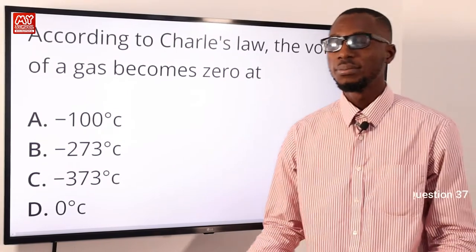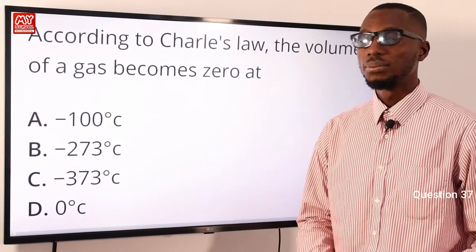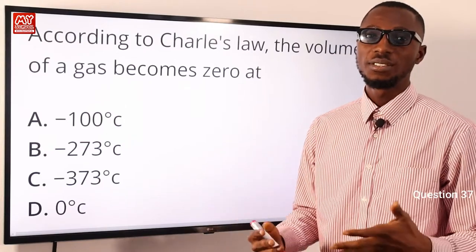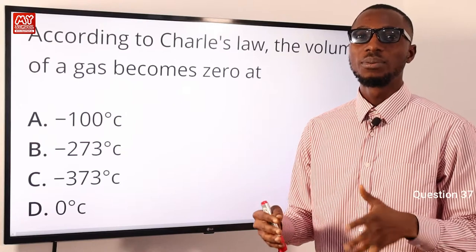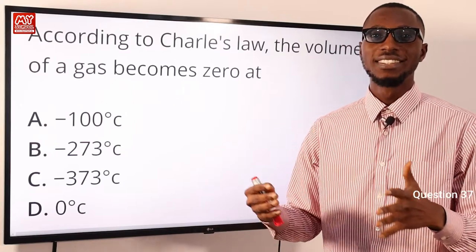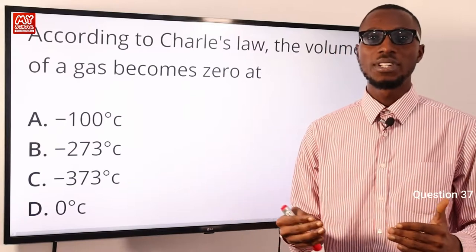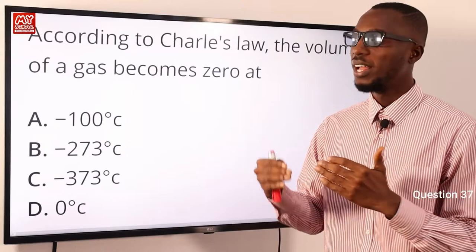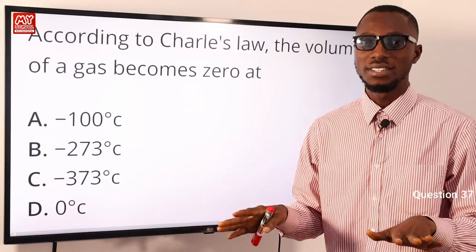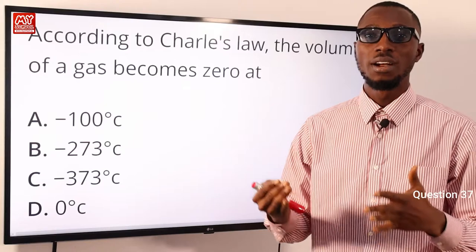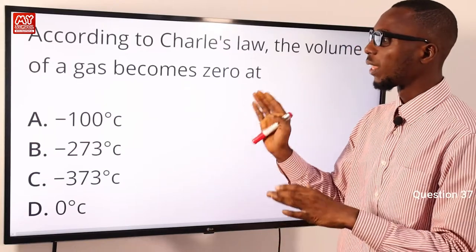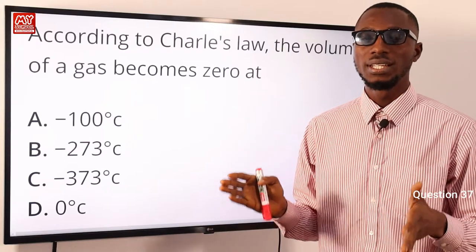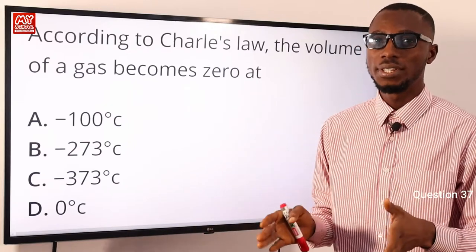Question 37. According to Charles' law, the volume of a gas becomes zero at what? If you remember Charles' law, you will recall that volume is directly proportional to temperature. So as volume increases, temperature also increases. When temperature drops, volume drops. So when the volume becomes zero, at what temperature would that be? That would be zero Kelvin.